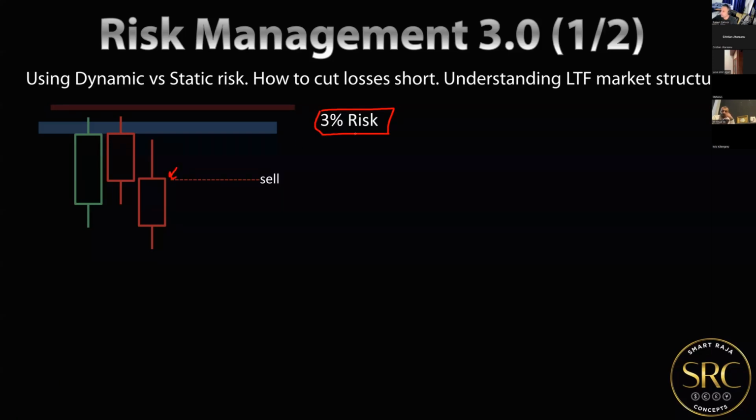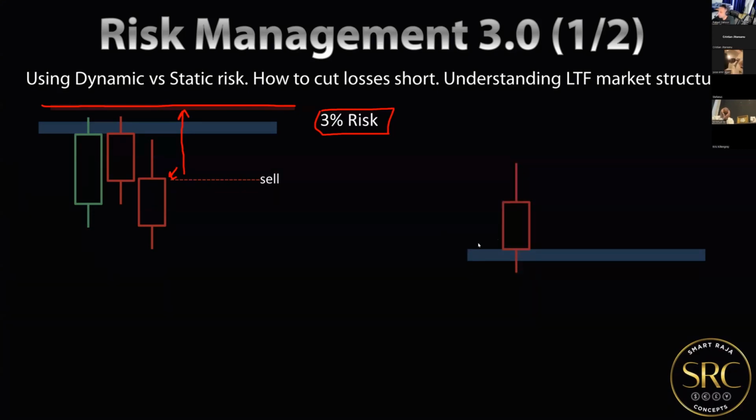and you're saying, okay, now the candle is going to go down. Now, let's say your stop loss is right over here, right? If price comes up and hits your stop loss, you're losing 3%. Make sense? You're losing the full 3% if price comes up and hits your stop loss. That's static risk.